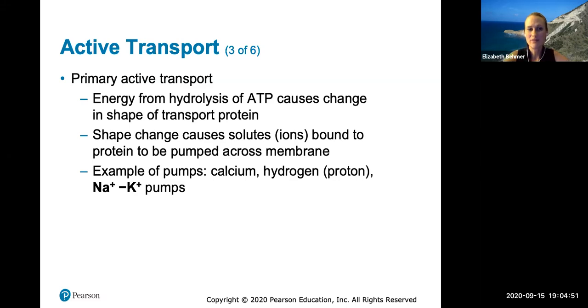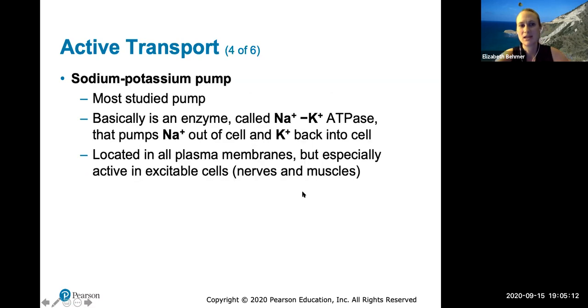An example of primary active transport is your sodium-potassium pump. And this is in bold for a reason. The sodium-potassium pump, we're going to come back to this many, many times throughout the semester. The sodium-potassium pump is an active transport process. It requires ATP to function. If you learn anything tonight, it's that the sodium-potassium pump is an active transport process.